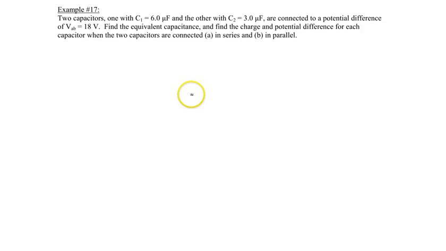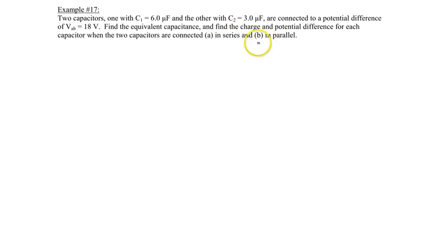Welcome to example 17. We have an example containing two capacitors. Capacitance 1 is 6 microfarads, and capacitance 2 is 3 microfarads. They're connected to a potential difference that's 18 volts. We would like to find the equivalent capacitance, the charge, and the potential difference across each of the individual two capacitors in a series and parallel connection.